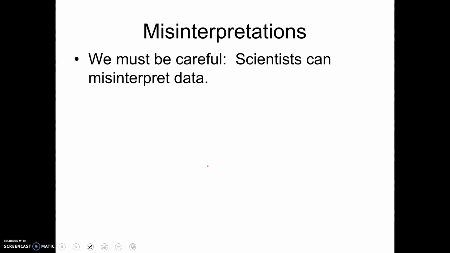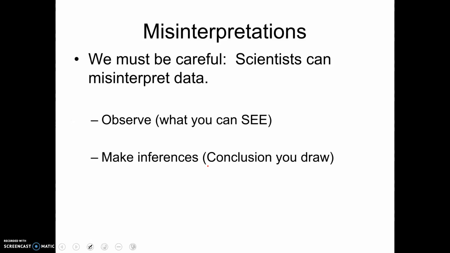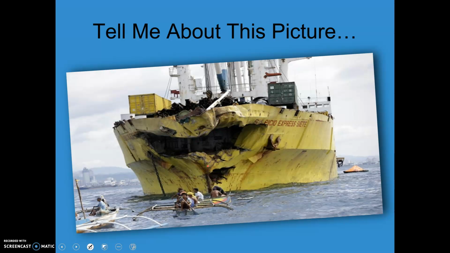Be careful as far as the difference between an observation, observing, and an inference. So an observation, or to observe something, you have to physically see it. To make an inference, you're drawing a conclusion based on sort of putting evidence together. So let's do a quick example. I showed this one in class. If we look at this boat, what do we observe?